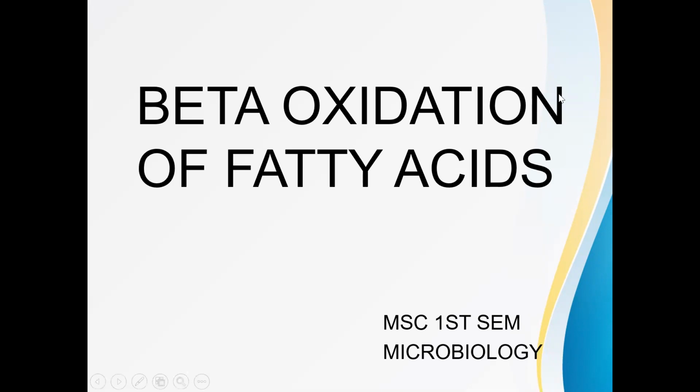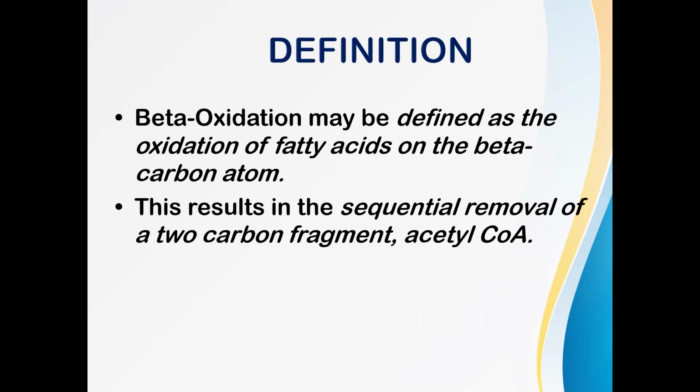Anyway, it's 10:30. Let me not waste time. Let's start with the metabolism of lipids. In today's class, we are going to discuss beta oxidation of fatty acids. What is this beta oxidation? It may be defined as the oxidation of fatty acids on the beta carbon atom. The first carbon atom which is attached to the carboxyl group is alpha. The next one will be beta. So this may be defined as the oxidation of fatty acid on the beta carbon atom.